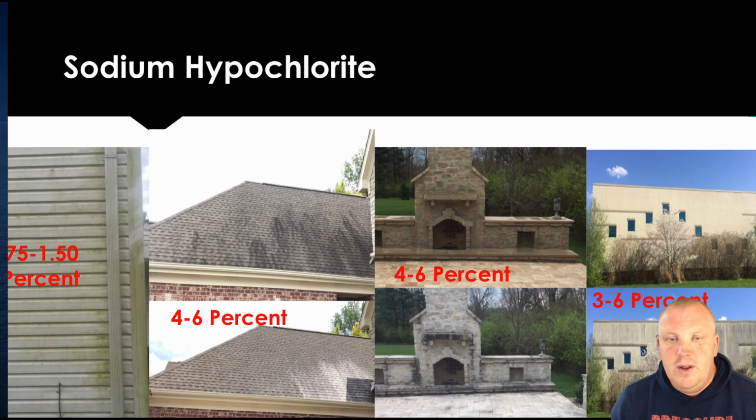The next one here is roof cleaning. We're going to be at about a 4 to 6% mixture. If you want to clean it once, I recommend just hitting it at 6%. My thought is if you do it at 4 and you have to hit it twice, I'd rather just hit it at 6 and have less chance of killing stuff and damaging stuff. The next one is concrete or rock, 4 to 6% again. And then stucco is 3 to 6%.